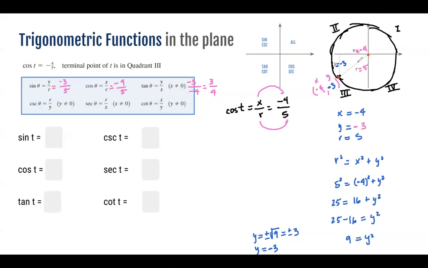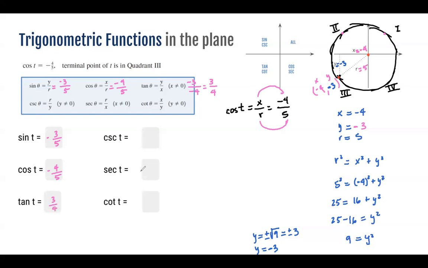If you notice, on any quadrant where y is positive, meaning quadrant 1 and 2, sine will be positive because we're expecting any coordinate up here to be positive. So you can always use the signs of x and y in each quadrant to find which of those will be positive and negative. So that means that sine is minus 3/5, cosine is minus 4/5, and tangent is 3/4.